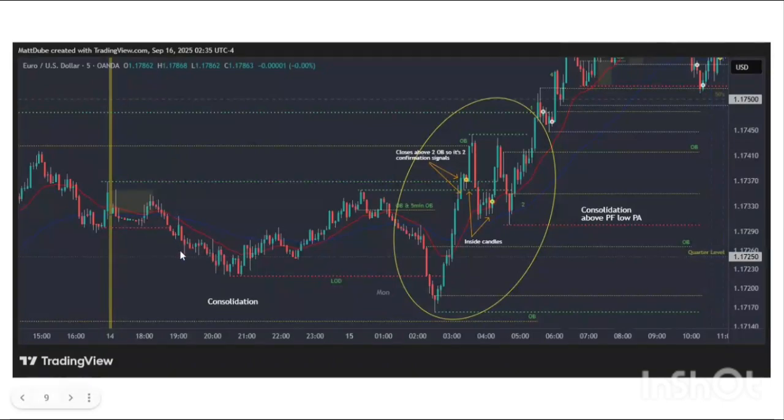Whenever price breaks out of a consolidation, it does form an order block. And the upper boundary of the consolidation becomes the boundary of the order block. So whenever price closes above an order block, that is a confirmation signal that we have to count in. So we see 1 and 2 right here. So that's two confirmations. And then price taps into this order block and does a pullback.